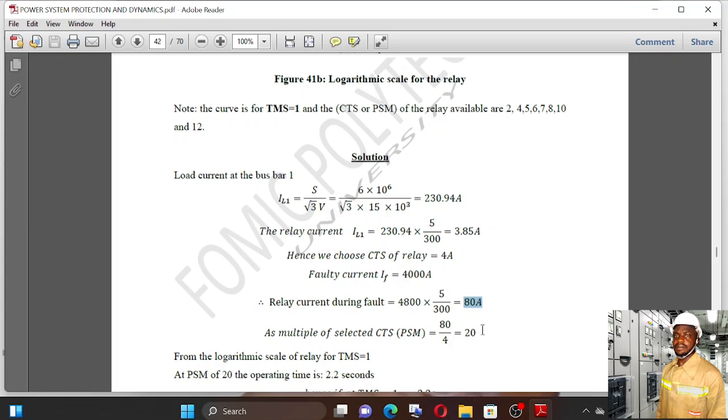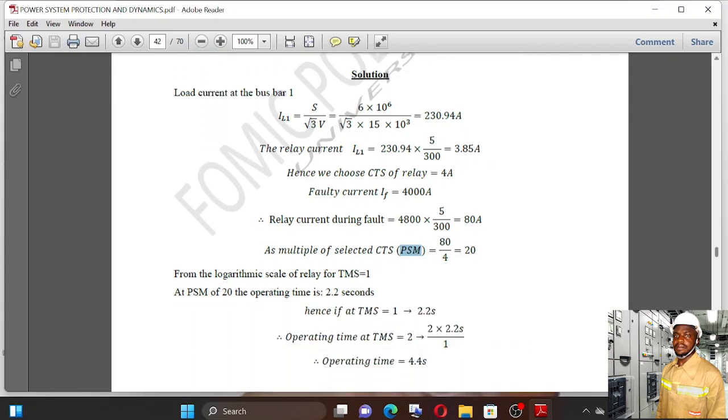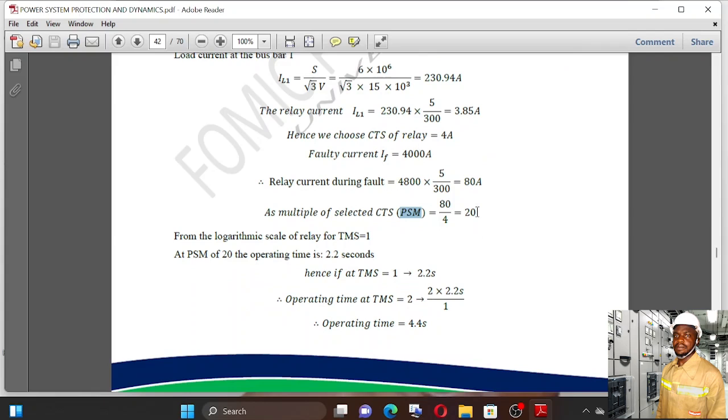It doesn't have a unit here, right? Because ampere divided by ampere is a multiple. That's why we say a plug setting multiplier. It is a multiple. So we are setting 20, not 20 ampere, right? So the plug setting is a multiple. Because if you take that 20 times the 4 ampere characteristic of the relay, it gives you what? 80 ampere, which is the faulty current, right? Okay, so we're setting the plug setting.